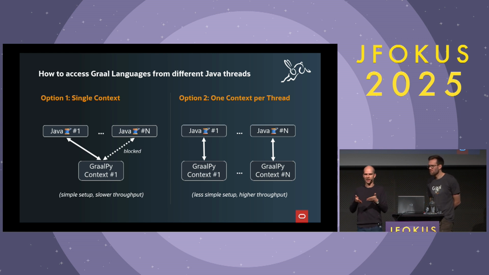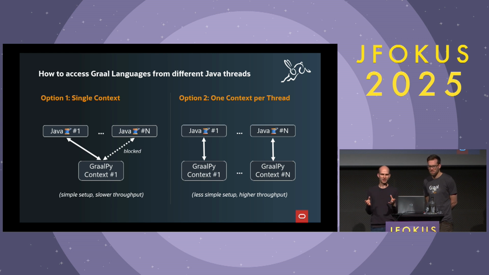Now, this can be accessed from multiple Java threads, but since the GraalPy interpreter has to follow the Python specification, the way CPython works, we also have a global interpreter lock. And if you're accessing Python from different Java threads, you are effectively serializing your Java threads now. They all become eventually blocked on the global interpreter lock of Python. We have a solution for that, however.